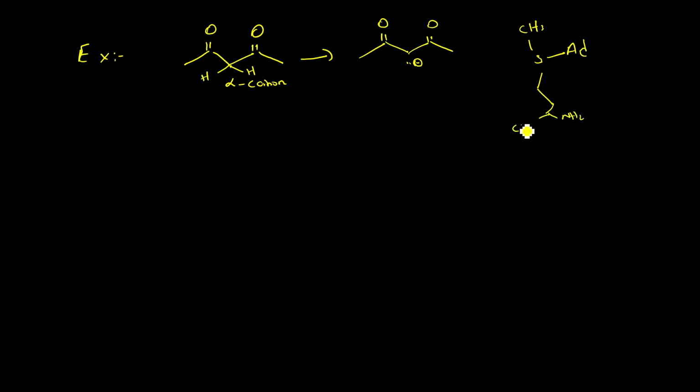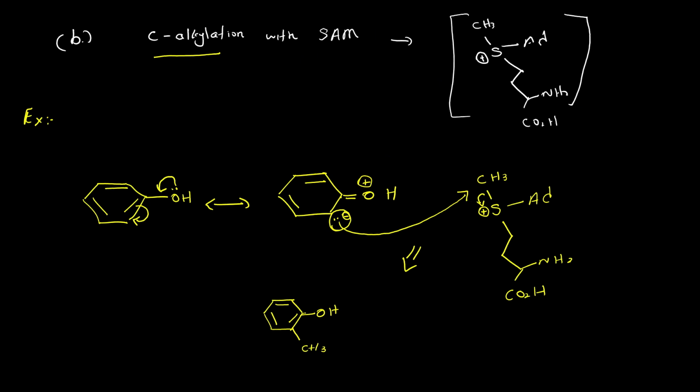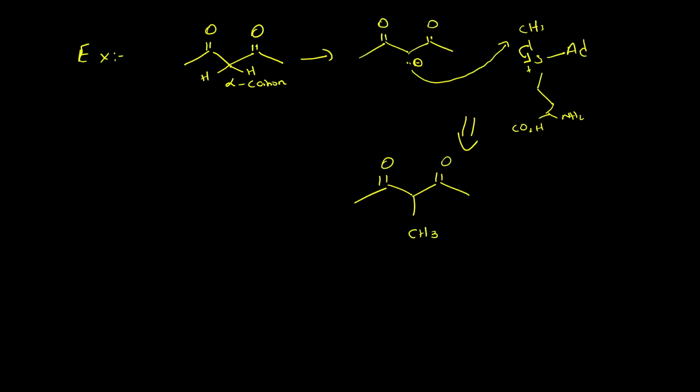NH2, CO2H. Here we have a positive group. Now here you have the nucleophilicity. It will go and attack our carbon center, which results in the breaking of this particular bond. So what happens? We would have this particular molecule. So I hope you get the idea about how carbon alkylation works with SAM, right? This is very important when it comes to most of the reactions, right? So let me go to another small example.